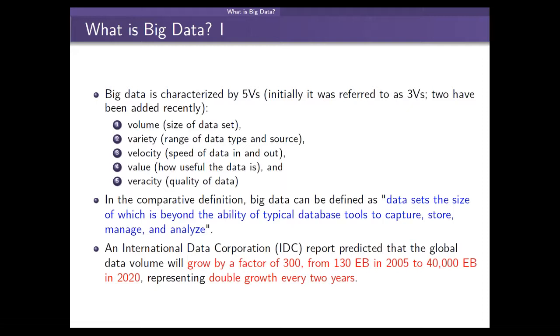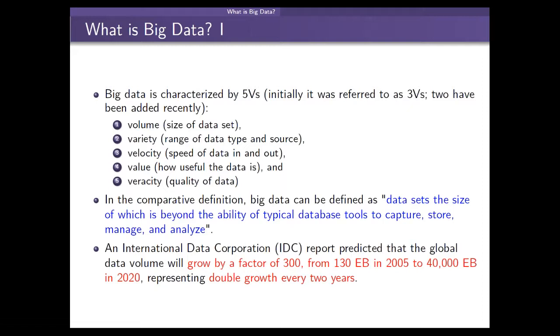And then the last quality of big data is veracity, meaning the quality of the data. You need to apply data mining and data pre-processing techniques to make the data of good quality. So before we have quality data, we need to apply the data pre-processing techniques to make it clean. The International Data Corporation, known in short as IDC, has predicted that the global data will grow by a factor of 300.